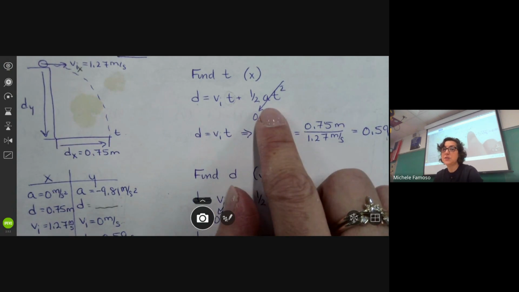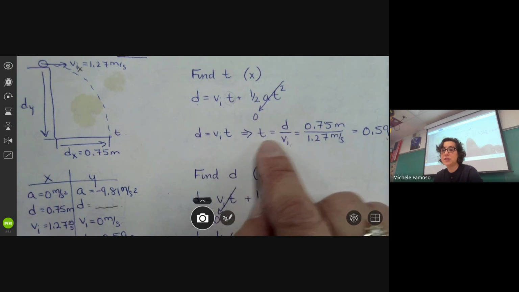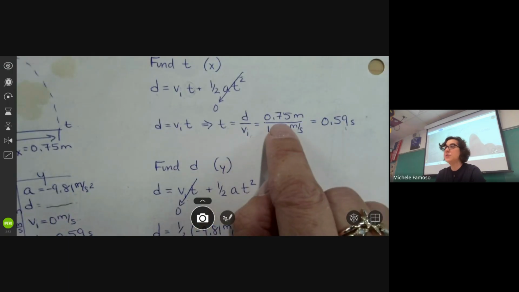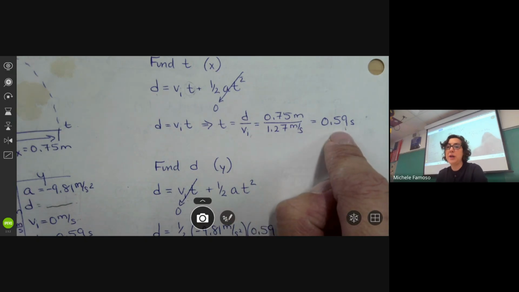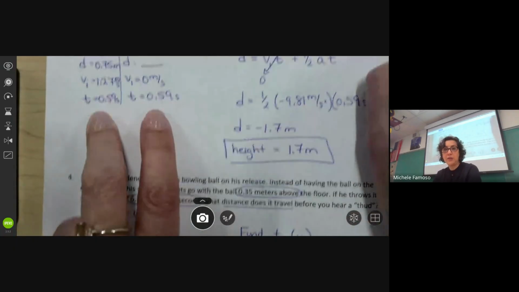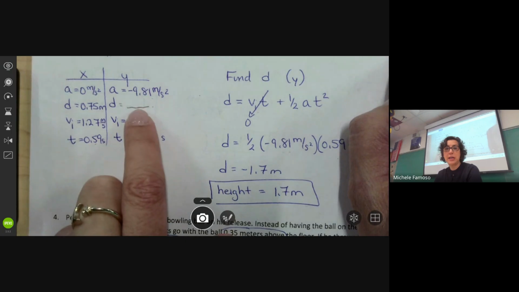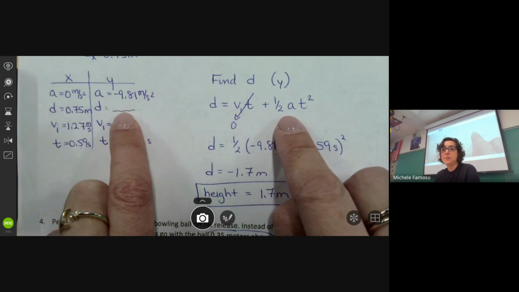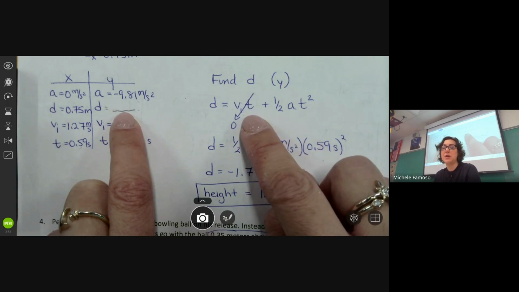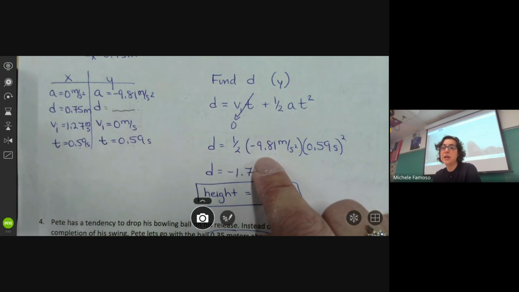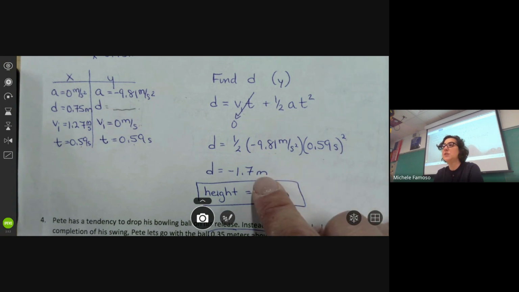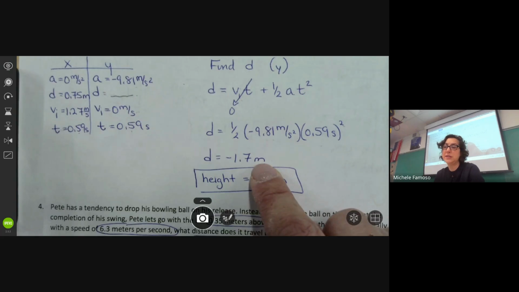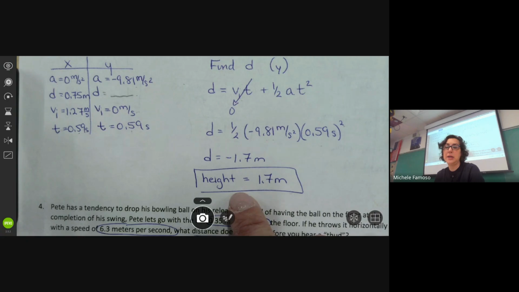So since the half AT squared drops out, my D is VIT. So the time is D divided by VI. That is the range of 0.75 meters over 1.27 meters per second, which gives me a time of 0.59 seconds. Now that can go back in the chart. And now I can use that in the Y direction to get that D value. Using D as VIT plus half AT squared, the VIT drops out because VI in the Y is 0. So half of negative 9.81 meters per second squared times 0.59 seconds, which must then get squared, gives me a displacement in the vertical direction of negative 1.7 meters. But height is never a negative quantity, so the height is just 1.7 meters.